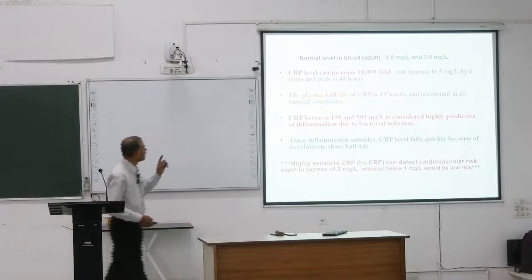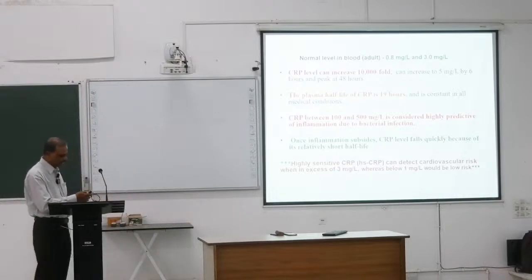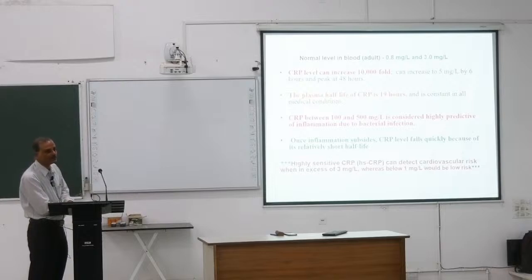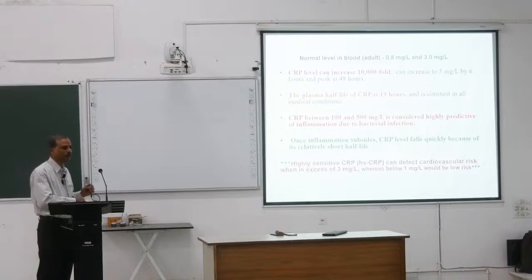So the normal level of CRP in blood is very low, that is 0.8 to 3 milligram in adults. Because of chronic exposure to infections, its level might rise even to 10 milligram %. When the CRP level increases more than 10 times, you can see that there is an infection, and if the infection is severe, it can go up to 10,000 times. It rises at 6 hours, peaks at 48 hours, and its plasma half-life is 19 hours.